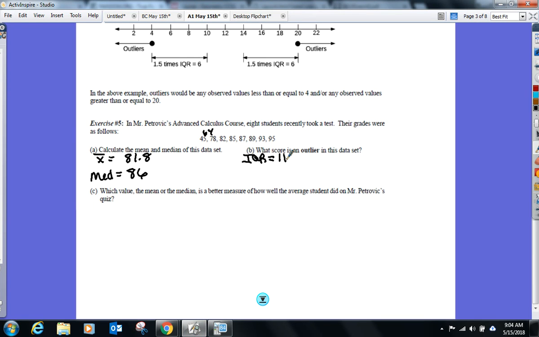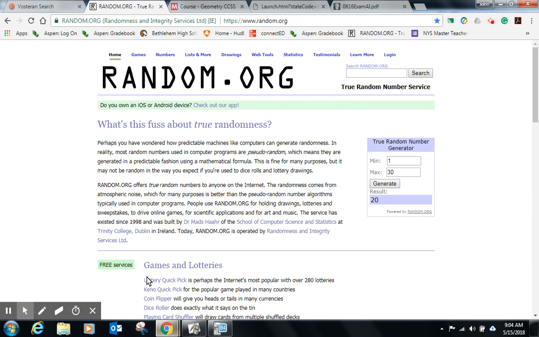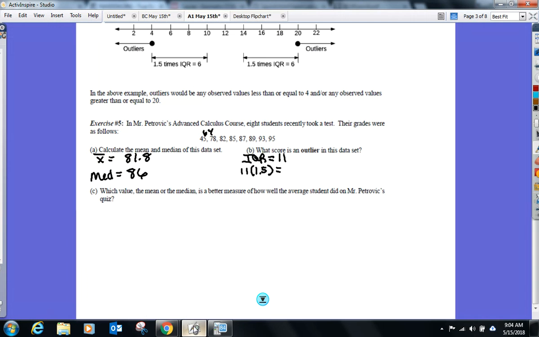This is, again, the process of finding an outlier. You take your interquartile range and multiply it by 1.5. That's just the standard number to find an outlier. You multiply 11 by 1.5, excuse me. 11 times 1.5 ends up being, what do we got here? 16.5. Okay, there's the key number.